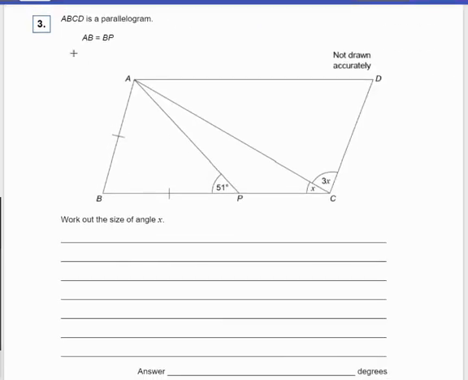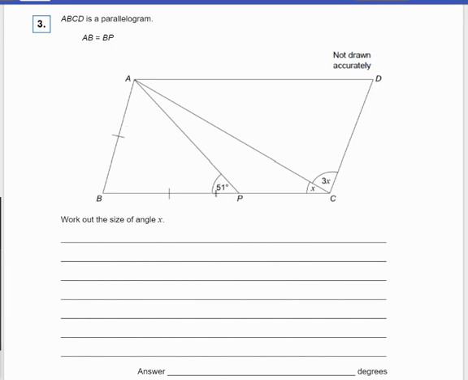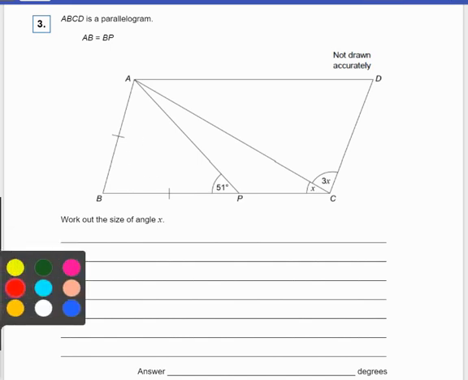Next, ABCD is a parallelogram, and we've got AB equals BP as it shows in the diagram. Work out the size of angle X. Okay, so we've got this isosceles triangle on the left-hand side. So let's just start filling in information that we know. Don't even know if it's going to be useful to us, but let's just do it.